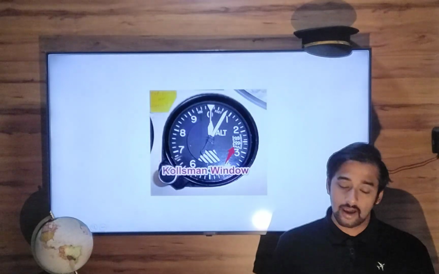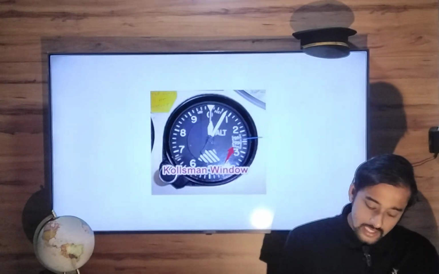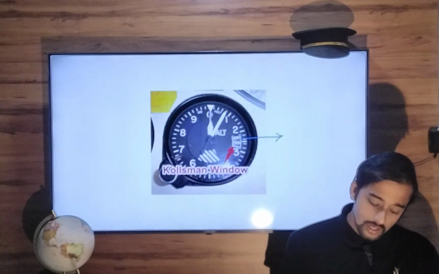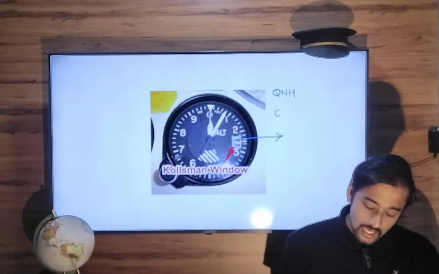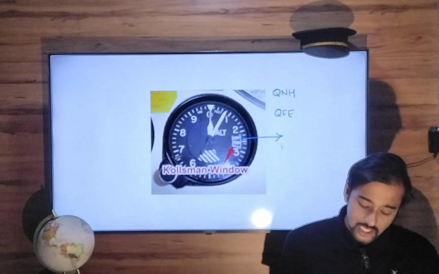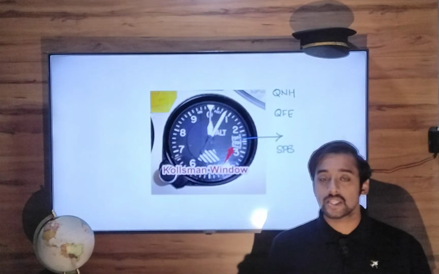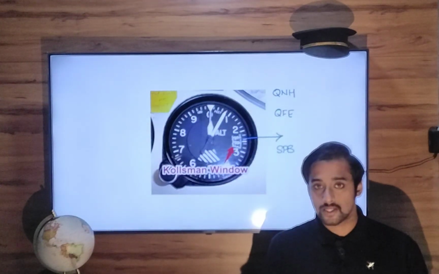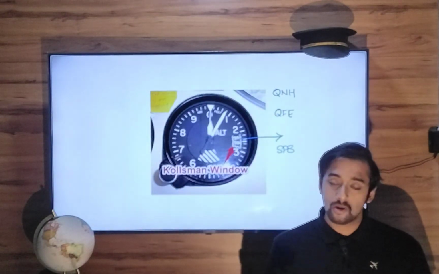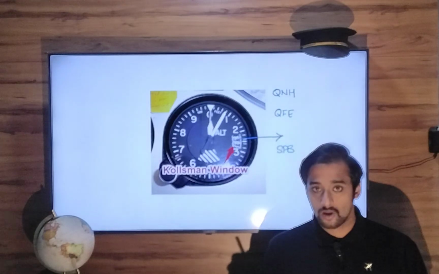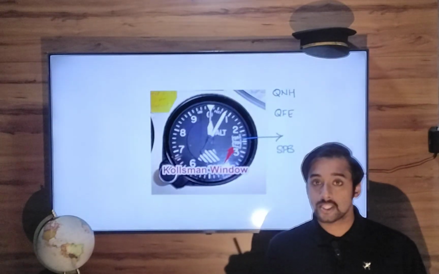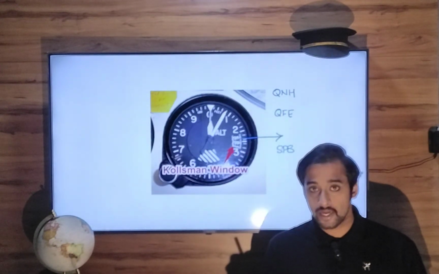But in short, if I have to explain this altimeter setting window, you can put QNH atmospheric pressure, which is a mean sea level pressure, QFE, or standard pressure setting. Whatever pressure setting is given by ATC you can put in this, but normally you put QNH whenever you are flying at or below transition altitude. You put standard pressure setting at and above transition altitude.